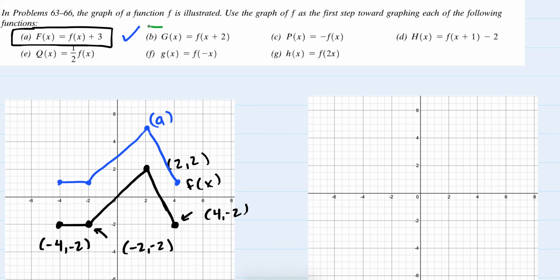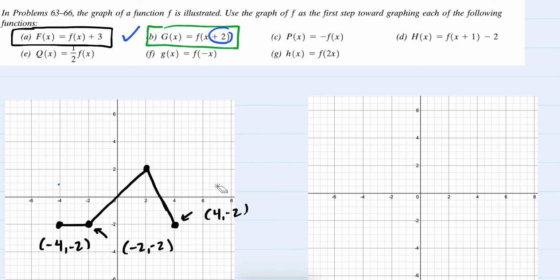Let's do part B. What's g of x going to look like? So this function here, maybe I can write it here. This is f of x, capital F. G of x, which is part B, has this plus 2 on the inside. So that means we move to the left 2. Okay, so we take the parent function. I'm going to erase this so I don't get confused. I take my parent function and I move it to the left 2.